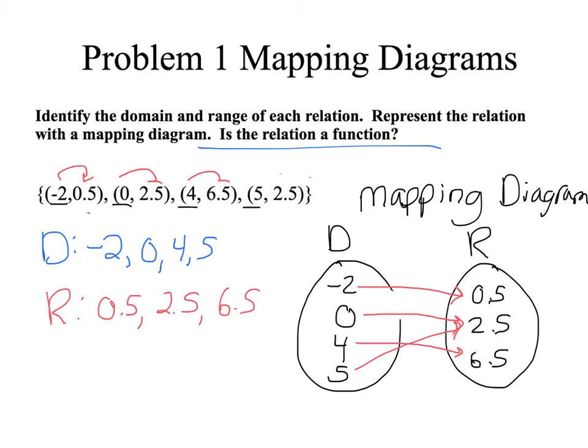There was a repeat in the range, but that's okay. Y values are allowed to repeat. So, is the relation a function? We're going to say yes.